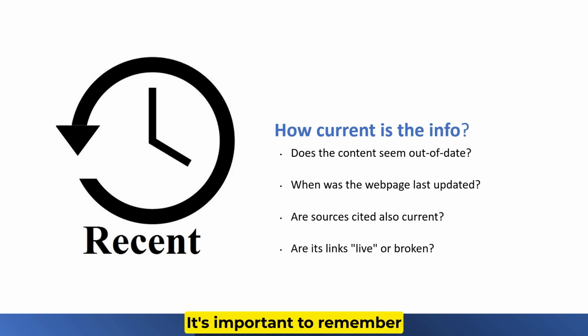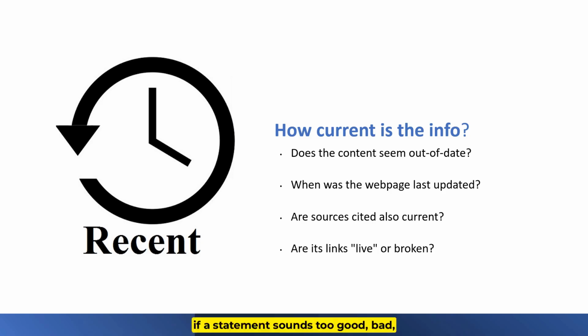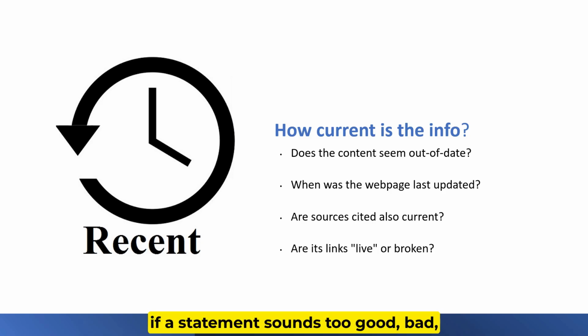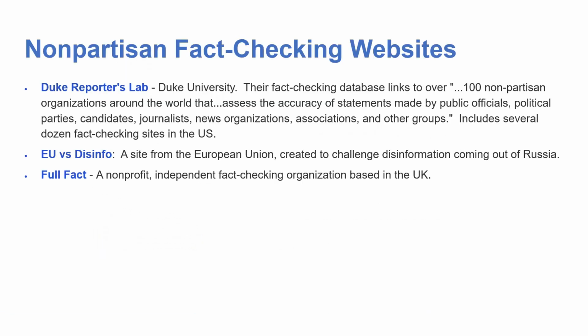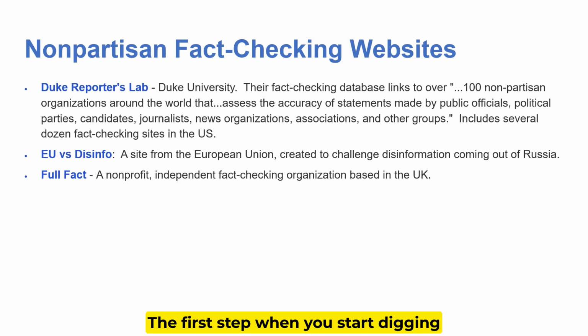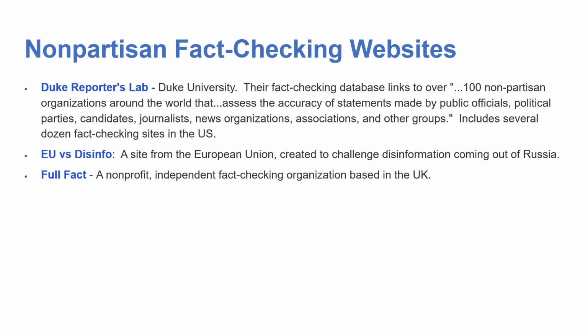It's important to remember that you can't fact check everything you read or hear, but if a statement sounds too good, bad, or strange to be true, start digging. The first step when you start digging could be to see if a non-partisan fact-checking organization has already examined the statement. So some non-partisan fact-checking websites are the Duke Reporters' Lab from Duke University.